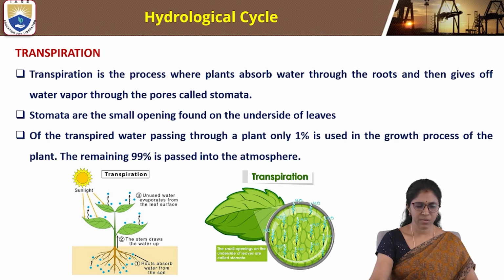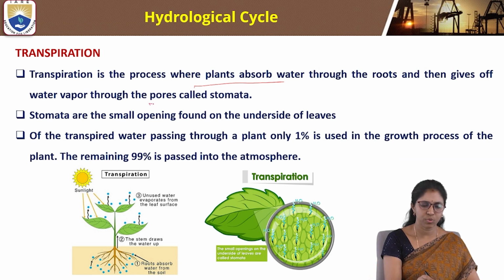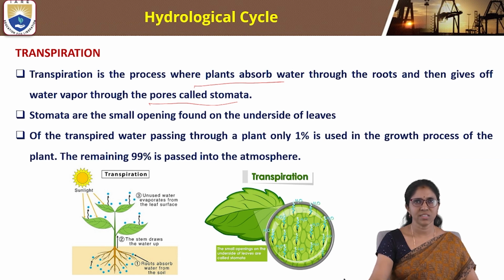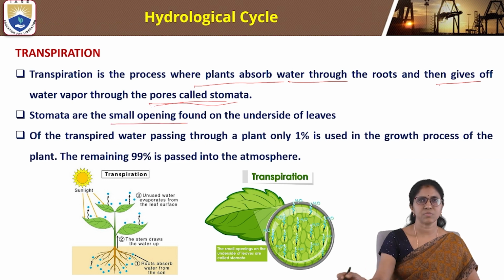The first process is transpiration. Transpiration is the process where plants absorb water through the roots and then give off water vapor through the pores of the leaves, called stomata. So the plants absorb water through the roots and give off water vapor through the stomata. Stomata means small opening pores.